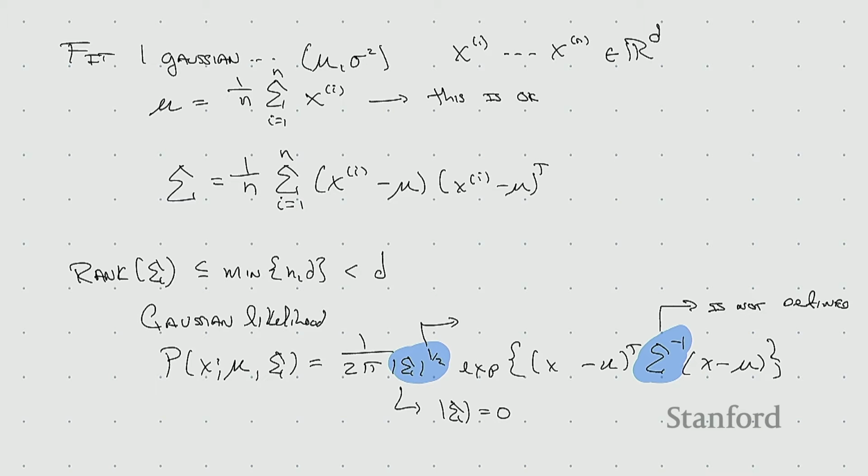Yeah, you had a question? Yeah, I just forgot why would the determinant be 0? Oh, because the determinant is the product of the eigenvalues, and at least some number of them are 0. Right. Awesome.